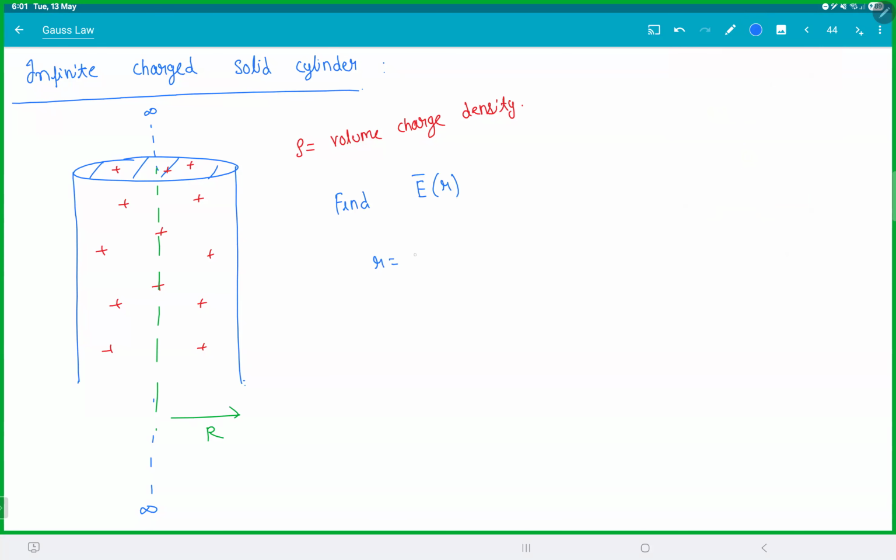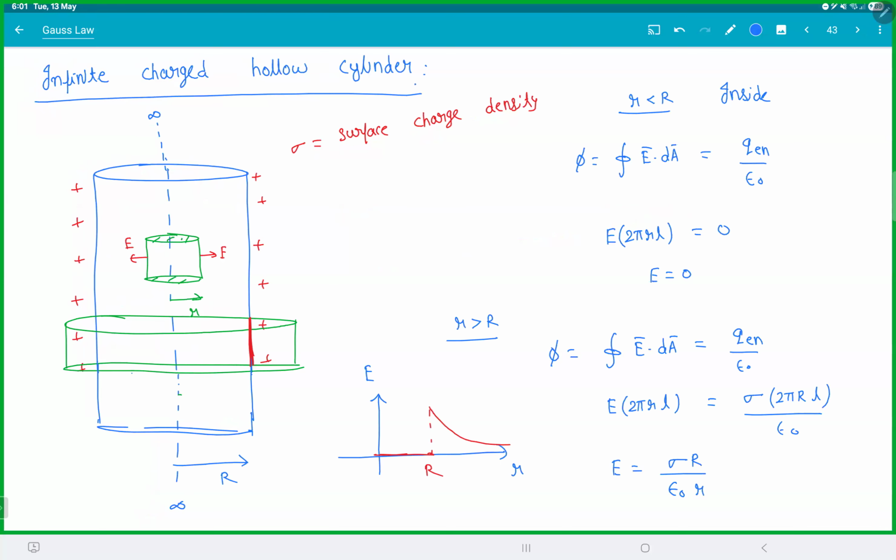Small r is the actual distance from the center. Same thing. Find the field inside and find the field outside. Let's get this. I'll give 2-3 minutes. Remember, step 1, choose your Gaussian surface. Step 2, find the flux. Step 3, flux is equal to Q by epsilon. So the left-hand side will actually look the same as for a hollow cylinder, the flux part. The right side will change. Try.